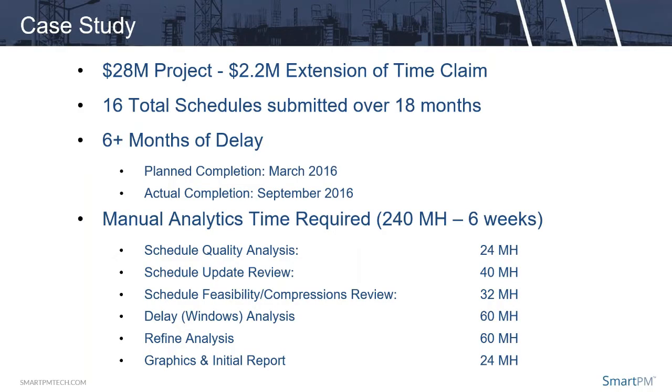The project that we're looking at today is a live project that I've worked on in the past. It was a $28 million project. It was an 18 or so month project. We had 6+ months of delay, and we spent about 240 man hours or 6 weeks doing an initial assessment, looking at things like schedule quality, looking at the updates, understanding whether or not the schedules were feasible or if there was too much compression, taking all that into account to study delay.